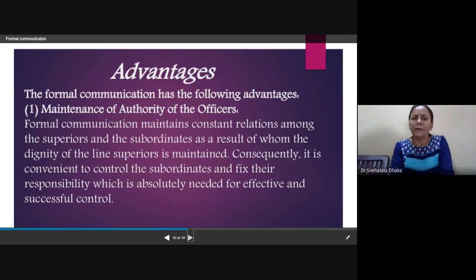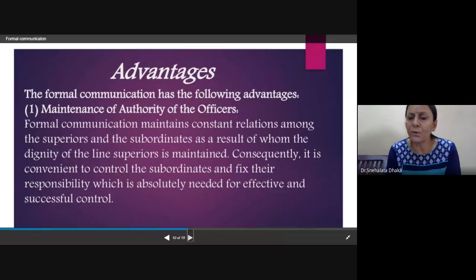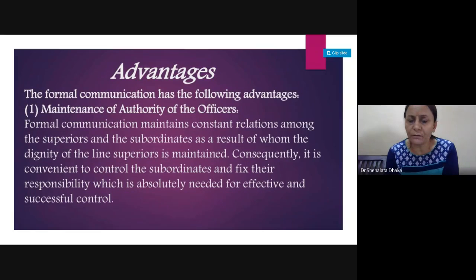So now let us start the discussion of what are the advantages of formal communication. Advantages means what is the beneficial aspect, okay? What are the benefits? What are the positive outputs of formal communication? So the very first point we will check here is maintenance of authority of the officers, also offices. See, with formal communication, the official structure and the officer's authority is maintained.